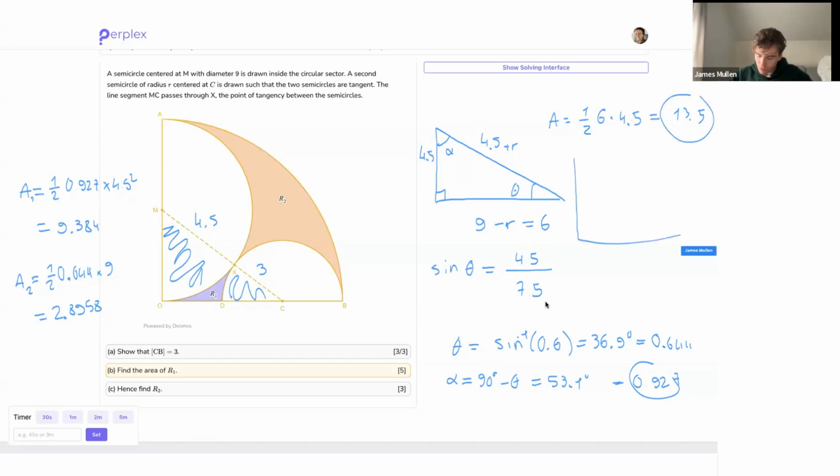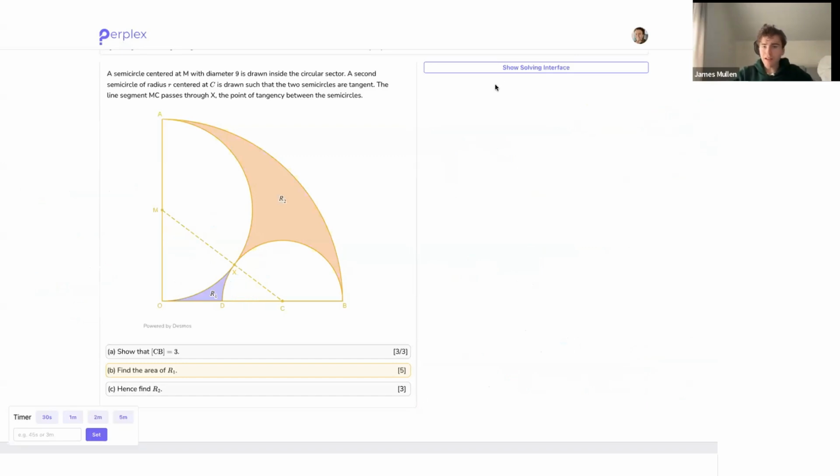So if I now do 13.5 minus 9.384 minus 2.8958, give me a second to type it all out. This is all equal to 1.22. That is my final answer for the area of R1. Okay, so that is part B. Let me erase this and enter that in.